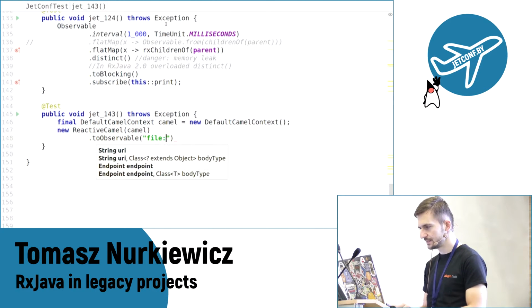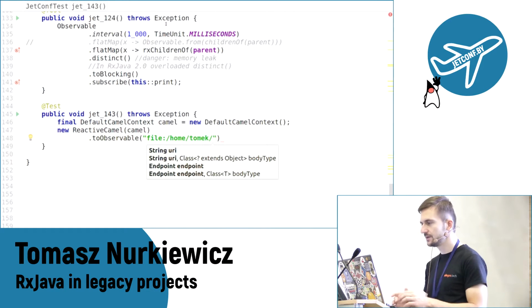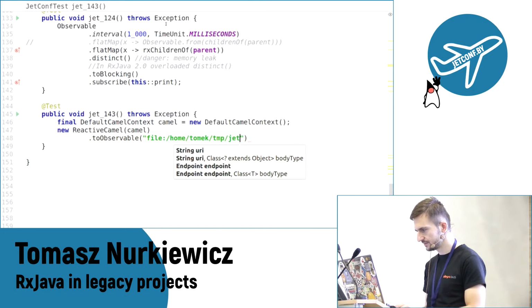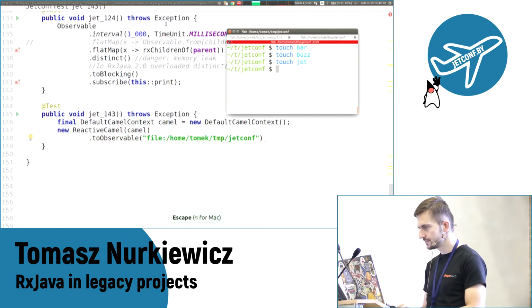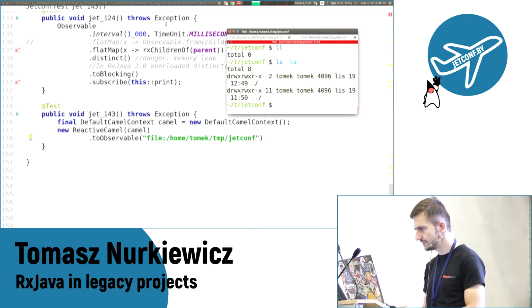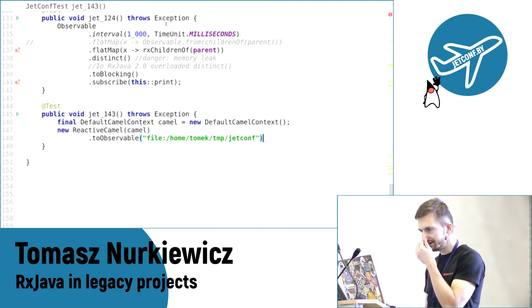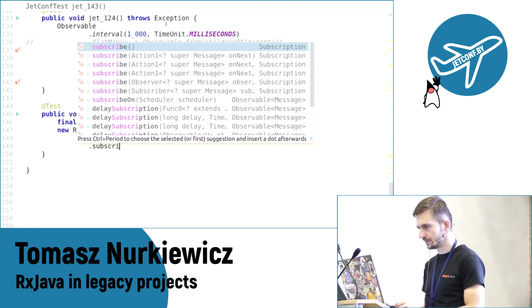So what happens is I'm going to put file/home. Basically, I'm connecting into a system, and this system is going to be my hard drive. So what was it? Jet, I think, or jetconf. Let's get rid of everything we have in here so far. It's empty. Yes, it's empty. So I'm connecting into my file system, and I have an observable. And what I'm going to do is simply subscribe.